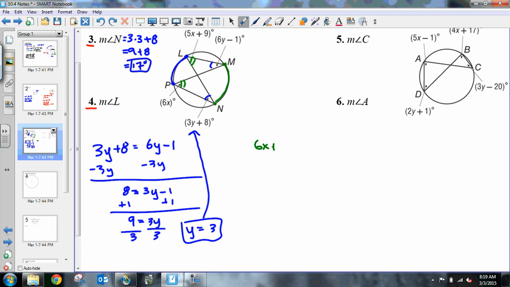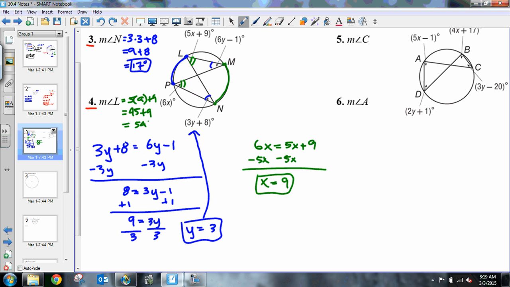So I can set 6x equal to 5x plus 9. And if I subtract 5x from both sides, then I end up getting that x is equal to 9. And so what I want to do here is actually find what angle L is. So I can take 5 times x, which is 9, plus 9, which gives me 45 plus 9, which gives me 54 degrees.